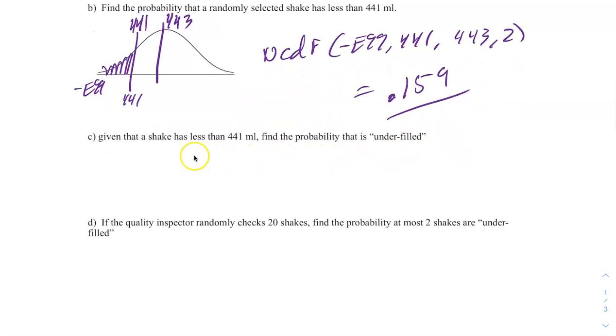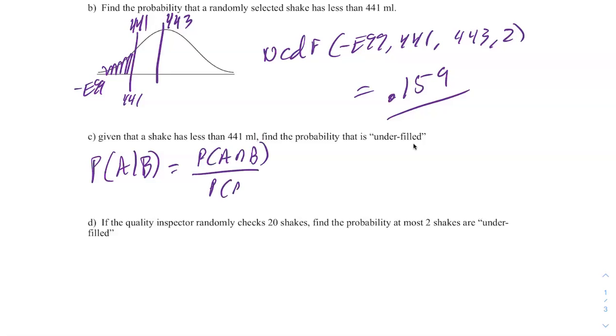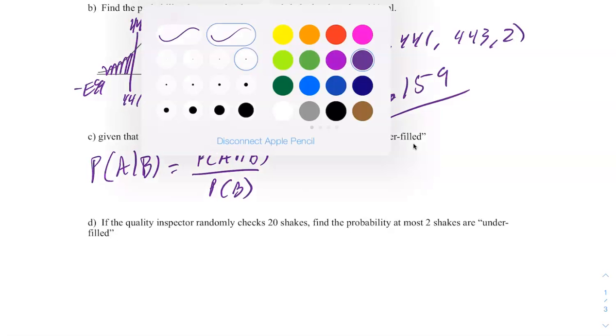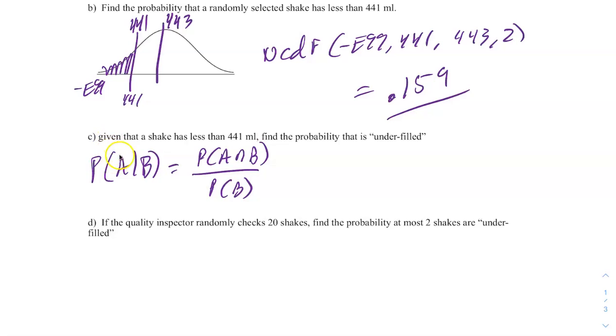Given that, our favorite, given that a shake has less than 441 milliliters, classic IB, find the probability that it is underfilled. So let's rewrite it. Actually, I'm going to give that formula first. Probability of A given B, so the formula sheet is probability of A intersection B, this part's always the hardest part, over probability of B. Now let's rewrite it with what we have. Given that the shake is less than 441, I want to find the probability of underfilled. So this is underfilled and less than 441, over the probability you're less than 441.